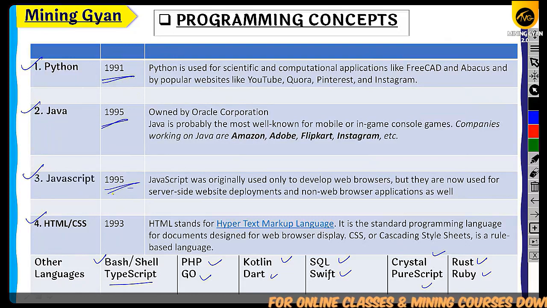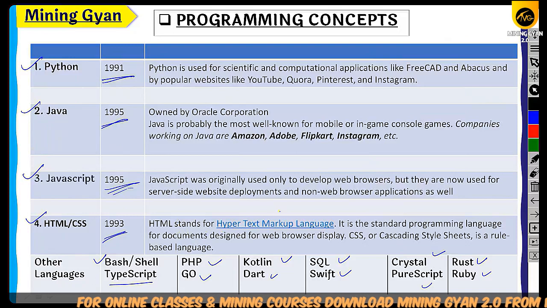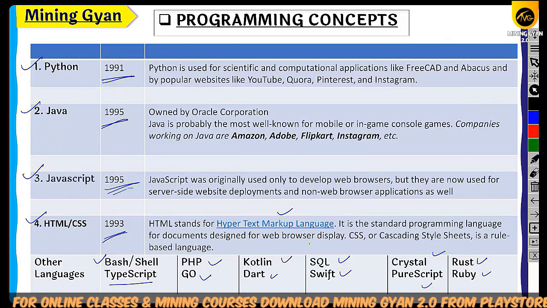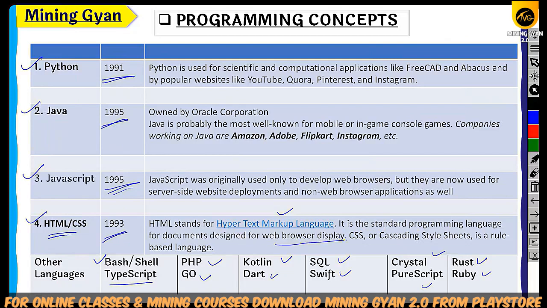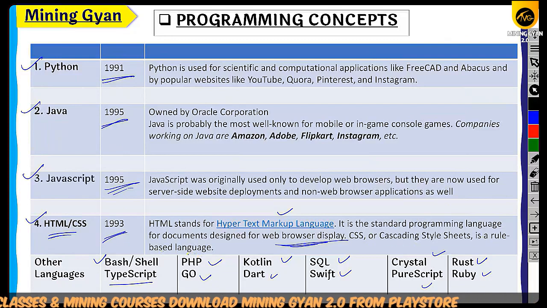Similarly, JavaScript was also introduced in 1995. HTML was introduced in 1993. HTML stands for hypertext markup language, so remember its full form. It is the standard language for documents designed for web browser display, so HTML is used for document design. CSS, or cascading style sheets, is a rule-based language.